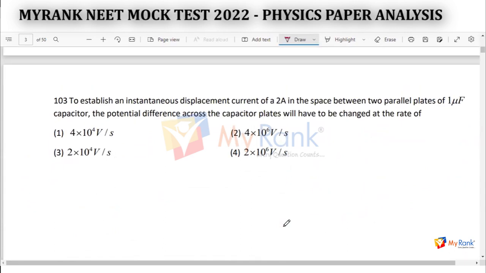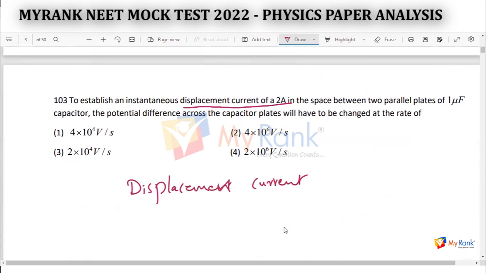To establish an instantaneous displacement current of 2 amperes in the space between two parallel plates of a 1 microfarad capacitor, the potential difference across the capacitor plates will have to be changed at the rate of... So, students, it is related to the displacement current. Displacement current equation, what do we have?